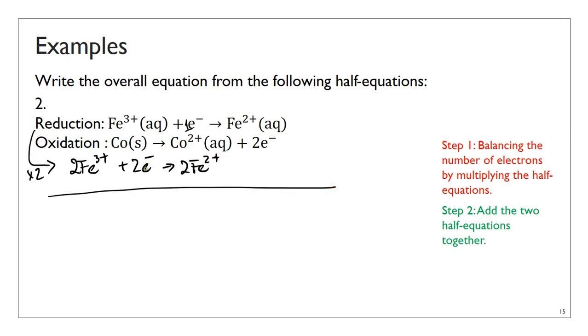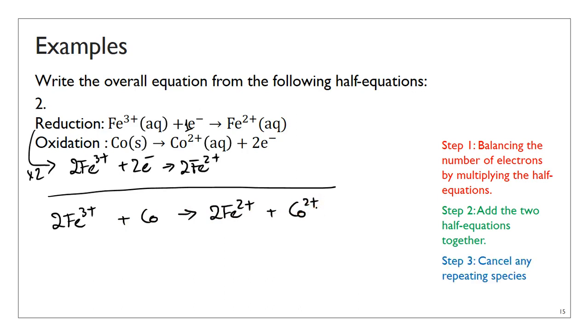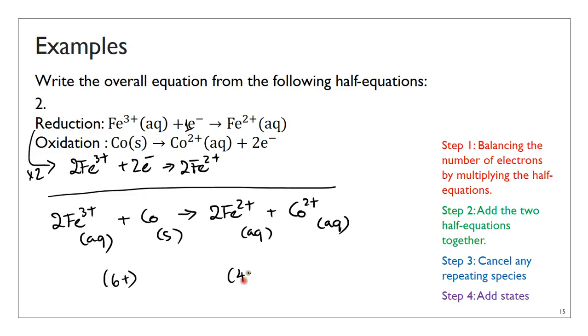So the electrons will cancel out, 2 in reactant side and 2 in product side. So you have 2 Fe3+ plus cobalt going to 2 Fe2+ plus cobalt 2+. Okay. And then there are no repeating species except for the electrons, which I already cancelled. And then you can put states in. So that's aqueous, solid, aqueous, aqueous. Let's do a quick check to see whether the charge is balanced. So the charge on the reactant side is 6+, and the product side is actually 4+ 2+, which is also 6+. So the charge is balanced, and this is my overall equation.